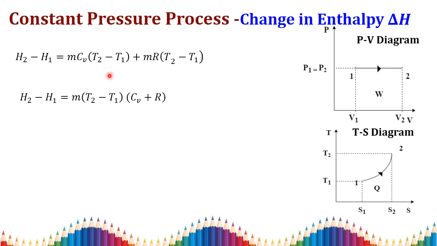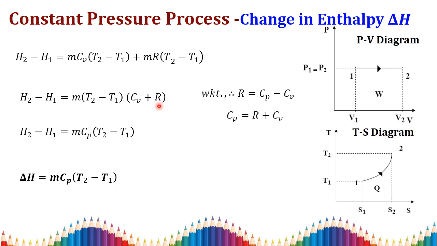Considering these two terms, m(T2 minus T1) is the same in both. You take it outside, then your equation will be H2 minus H1 is equal to m into (T2 minus T1) into (Cv plus R). As we already know, the difference in the specific heat capacities is the characteristic gas constant, so Cp is equal to R plus Cv. Just replace this Cv plus R as Cp. Then your delta H becomes m Cp into (T2 minus T1). This is your change in enthalpy formula for an isobaric process.